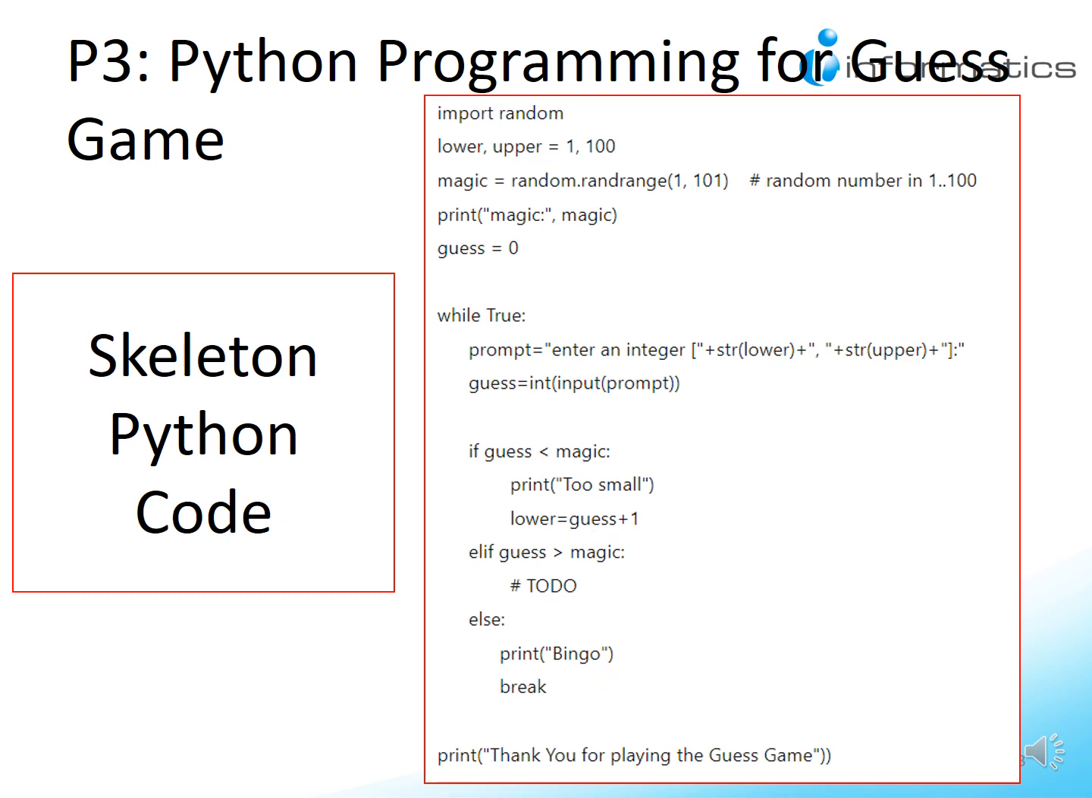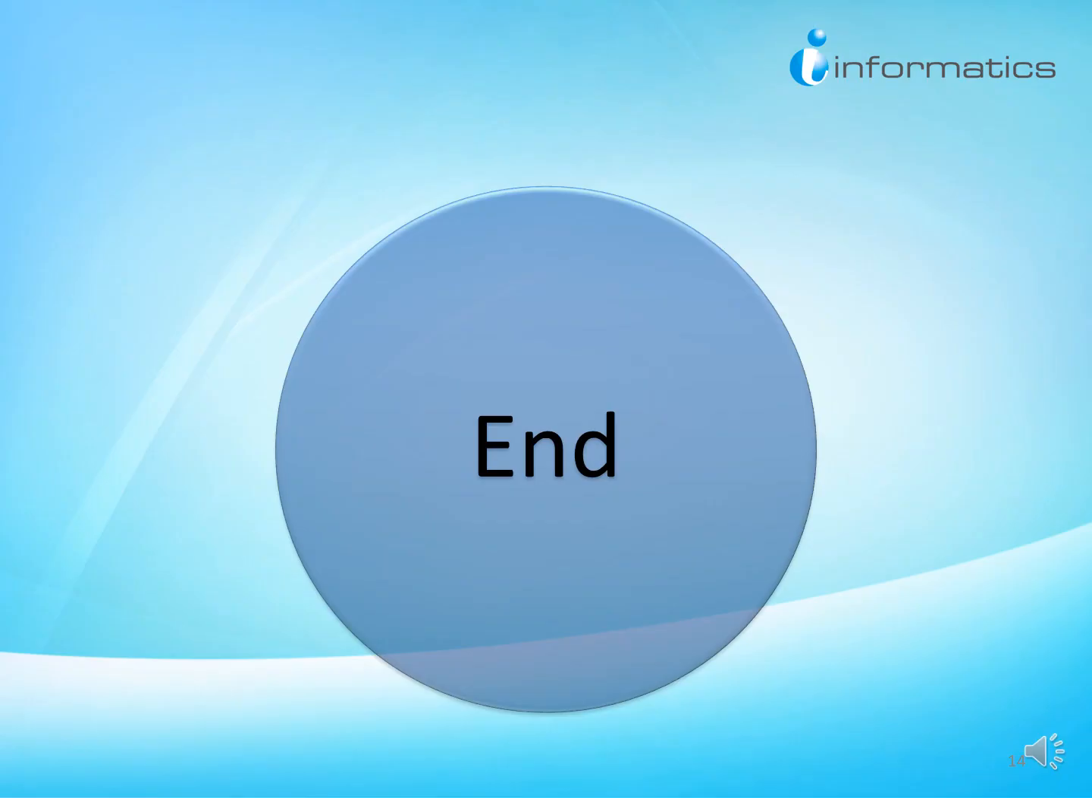All you need to do is write this part where guess is greater than magic. This pound sign here means comment, meaning I ask Python to ignore this part, but you are going to replace this comment with actual code. The code should be similar to the case where the guess is less than the magic number. This is the end of revision for lesson 1 and 2.